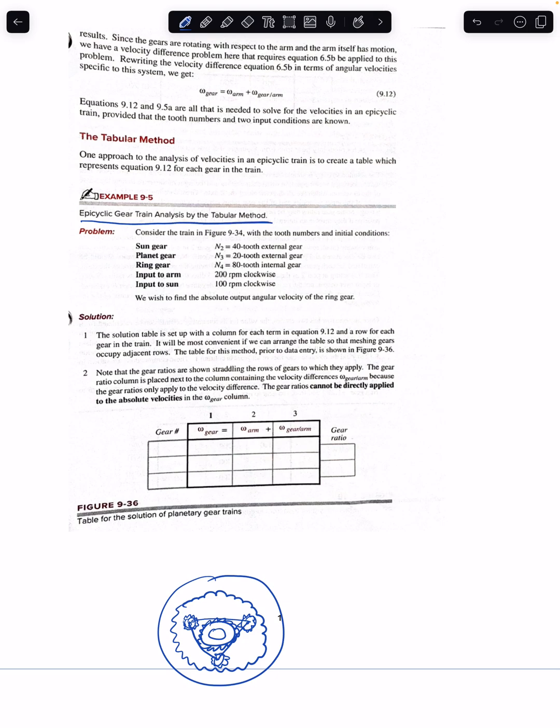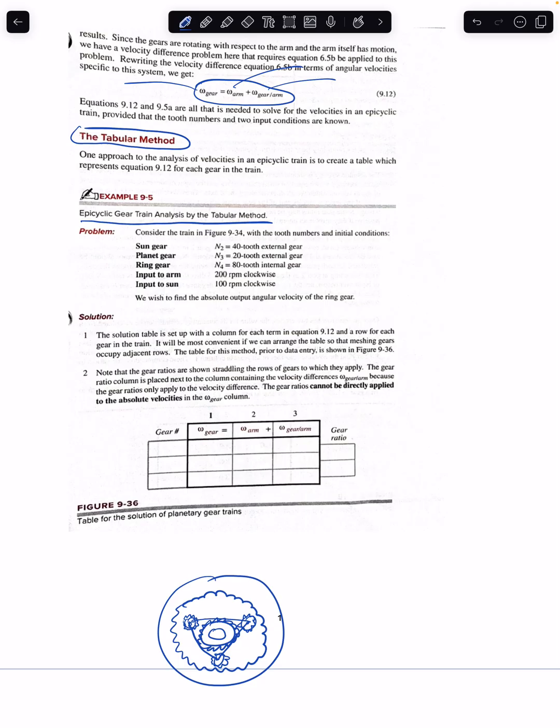One of the methods in gear calculation is the tabular method, and this tabular method is mostly applicable for epicyclic gears. The angular velocity for the gear train is given by this formula, which relates the angular velocity of the gear with respect to the angular velocity of the arm and the angular velocity of the gear and arm. Those are the three main variables you need.